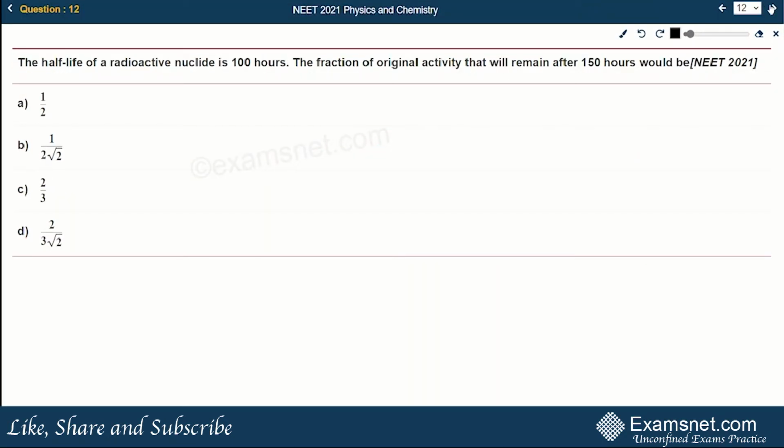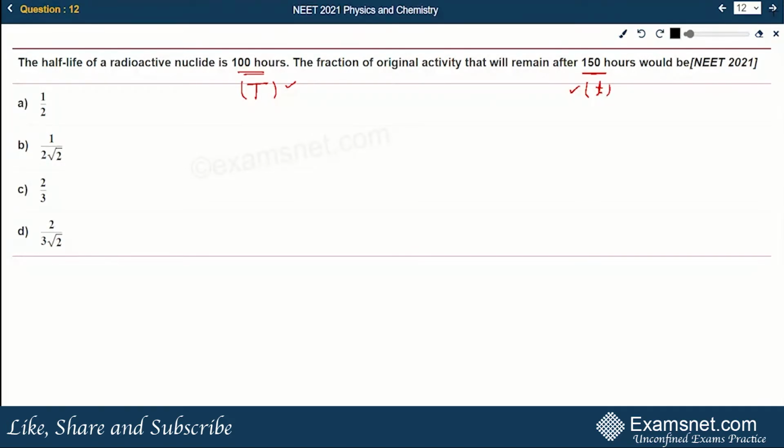Now question number 12 is from the chapter Nuclei, and the question is: the half-life of a radioactive nuclide is 100 hours. So this is your half-life, that is capital T. The fraction of original activity that will remain after 150 hours. So this is the small t. Okay. Would be, and here are the options. So we have the half-life, we have the time after which we have to find out the activity.